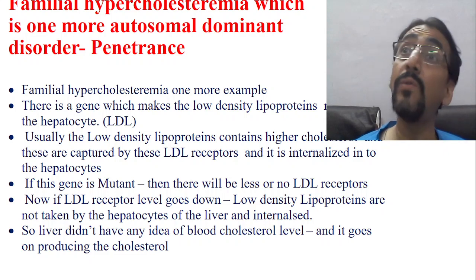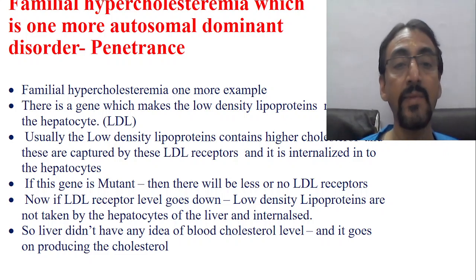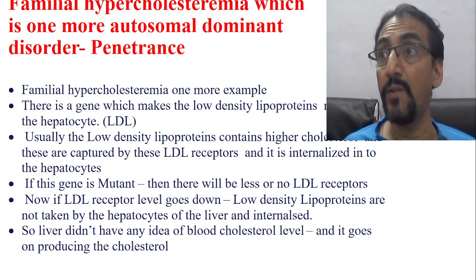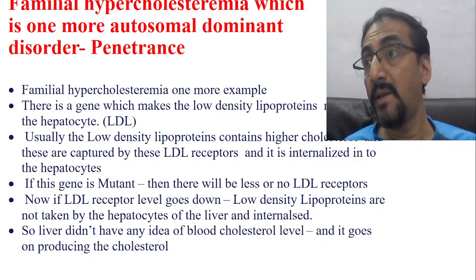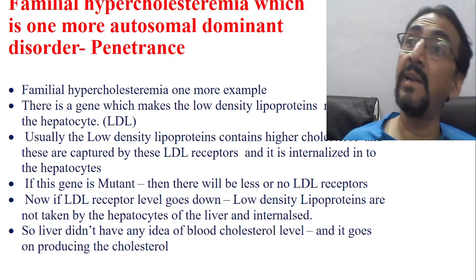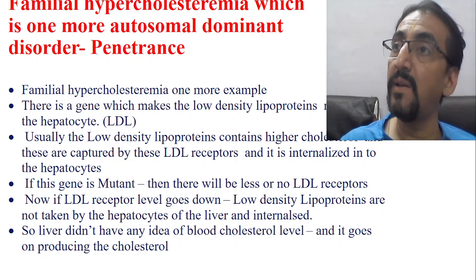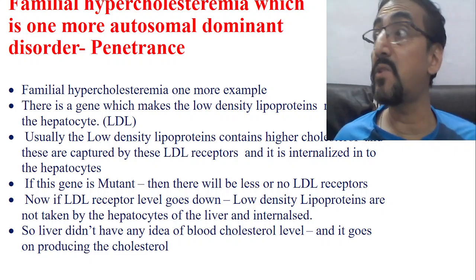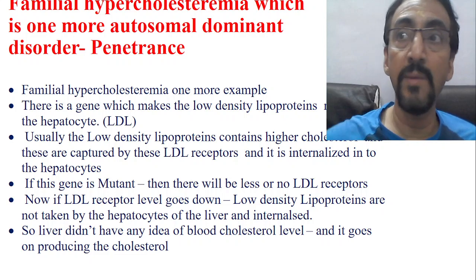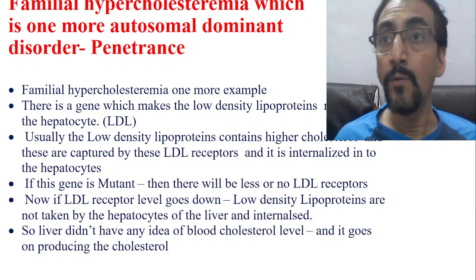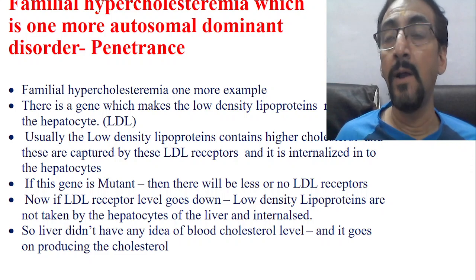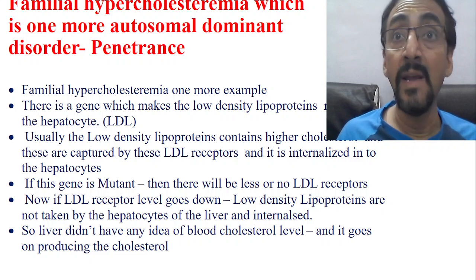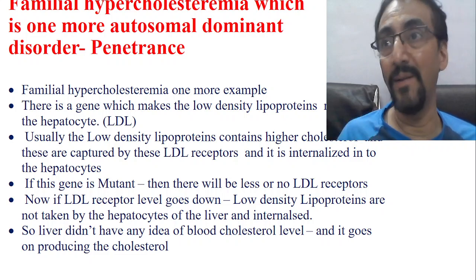What is the use of this? We know that low density lipoproteins contain a high amount of cholesterol. Once they are internalized by these LDL receptors into the liver, the liver comes to know how much cholesterol is there in the blood, because this low density lipoprotein is coming from the circulating blood. So the liver gets a fair idea of the amount of cholesterol present in the circulating blood. That is given by this internalized low density lipoprotein.